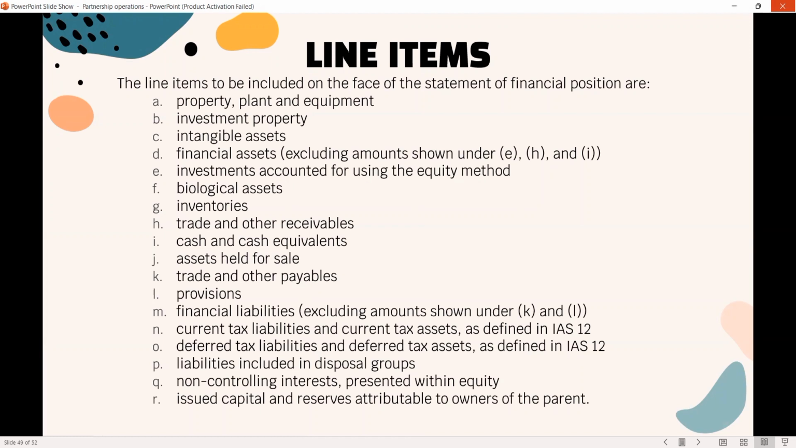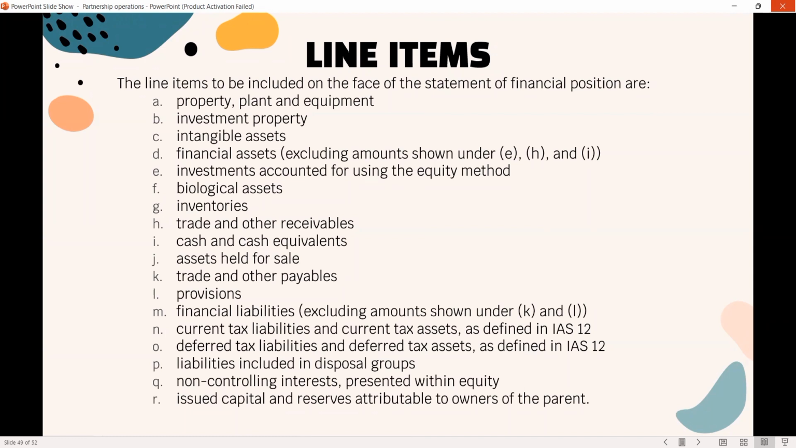Though some of the items are not familiar yet, per revised International Accounting Standard number 1, the presentation of financial statements, as a minimum, the face of the statement of financial position shall include line items that present the following amounts. First is the PPE, or yung mga land, building, yun yung mga PPE. Pero niline item na lang siya, iisa, which is the PPE.